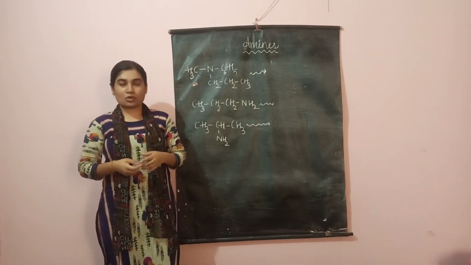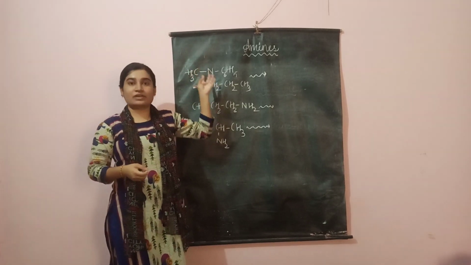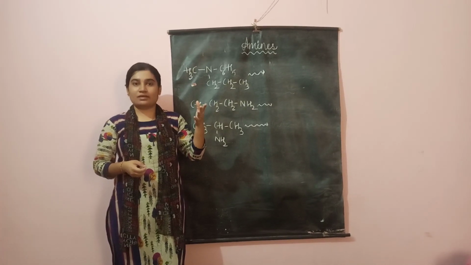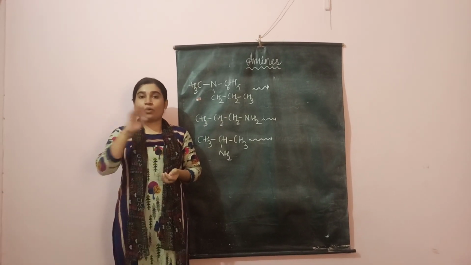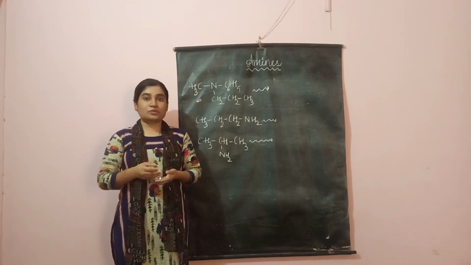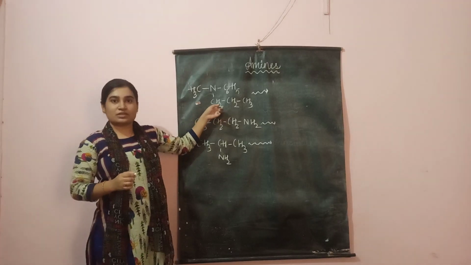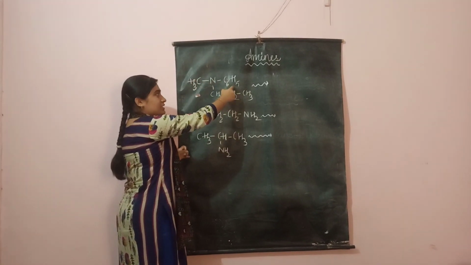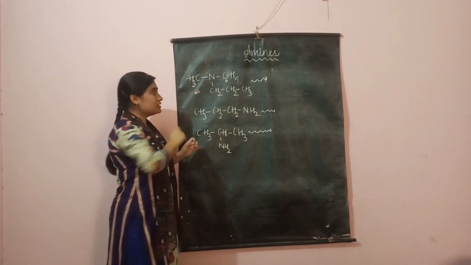I have already taught you how to name when N is attached to three different alkyl groups. One example given was ethyl methyl amine. I had told you the common nomenclature: if N is attached to three different alkyl or aryl groups, then you follow alphabetical order. The same type of question is given here. Look, N is written, on one side CH3, on another side C6H5, and below it CH2, CH2, CH3.